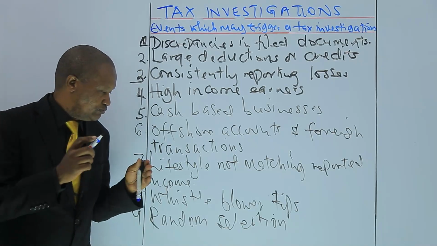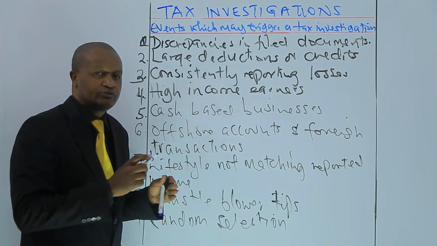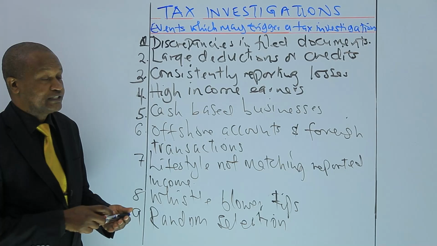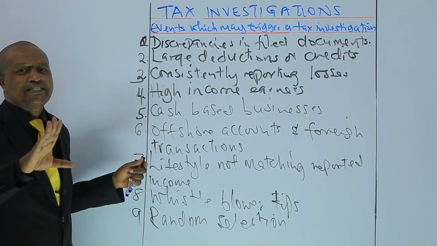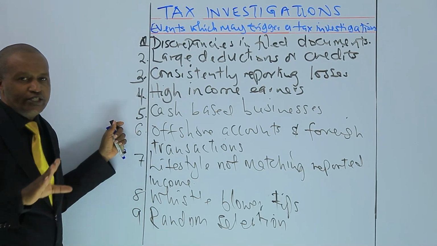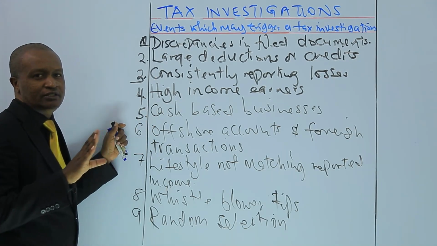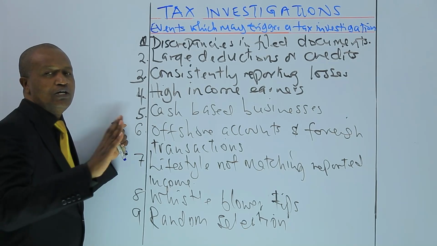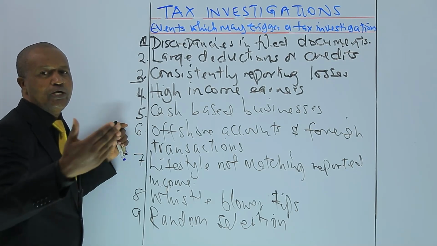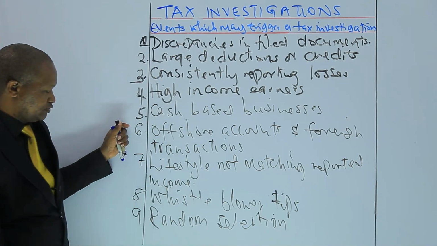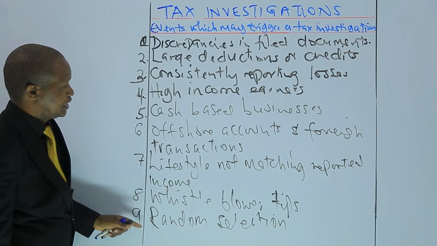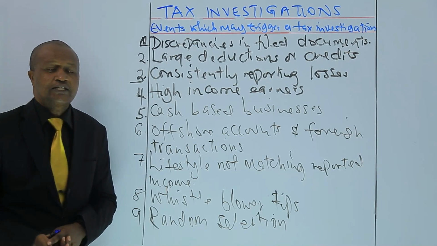Random selection. There are times when the tax authority can select taxpayers randomly. The purpose is to uncover issues that can lead to a more in-depth investigation. That is an event that can trigger a tax investigation.